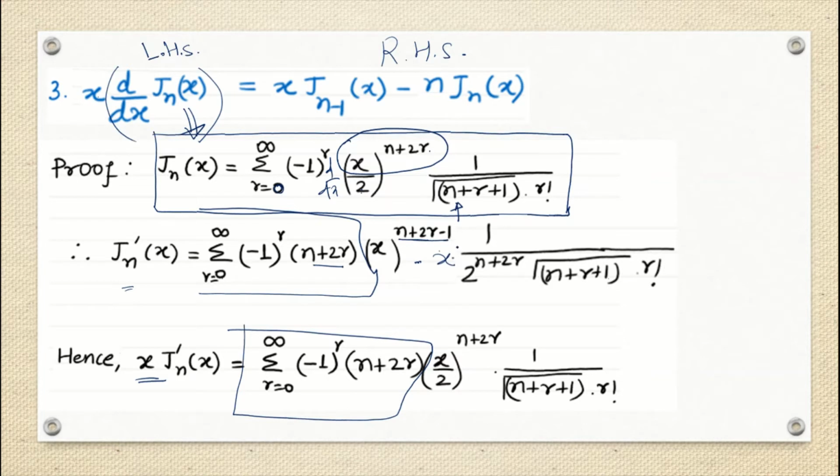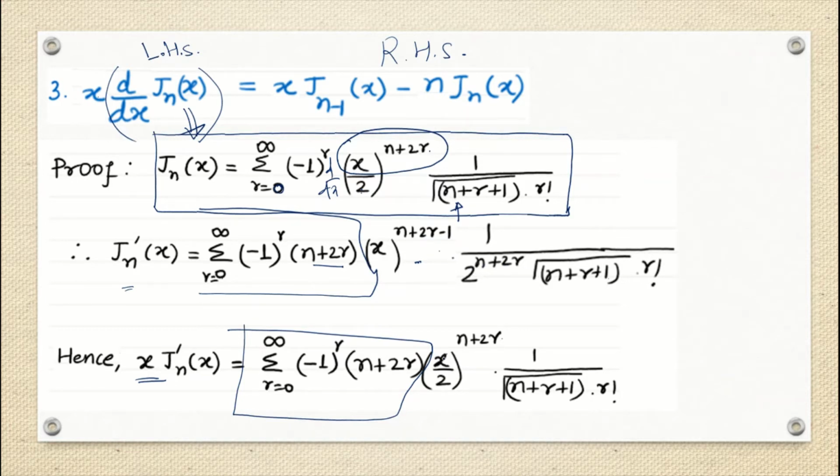X to the power 1. That means the base is the same. So what will it give me? This complete thing plus 1, correct? Because I am multiplying it. So I am going to get n plus 2r. So I got x to the power n plus 2r. And we see that the denominator 2 also has the same power, n plus 2r.